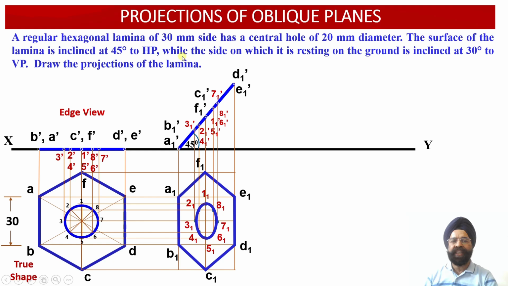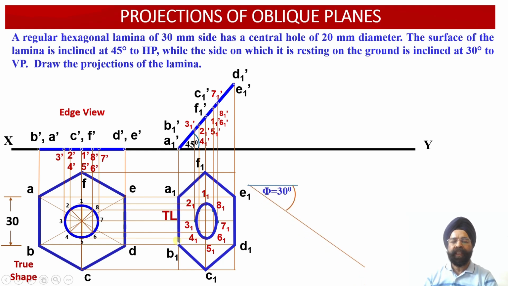Now, in the second instance, we have been provided with the information about the side on which the lamina is resting on the ground. Which side is this? It is this side, AB. So A1 dash, B1 dash points lie on the horizontal plane. This particular edge is further inclined at an angle of 30 degrees with respect to the vertical plane. So we have to rotate or transform this particular apparent shape of the lamina in such a way that this edge A1, B1, which happens to be the true length.